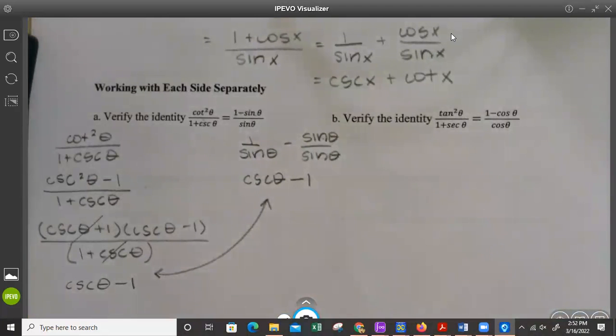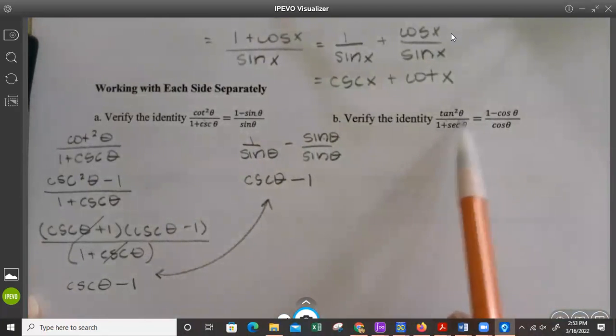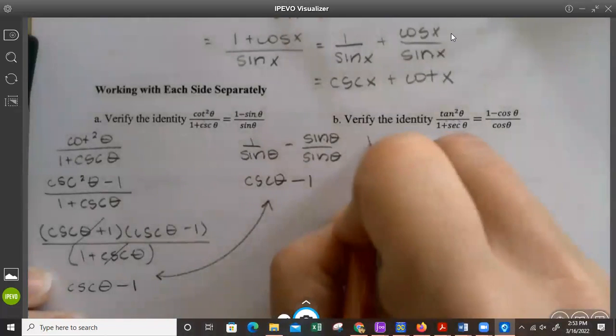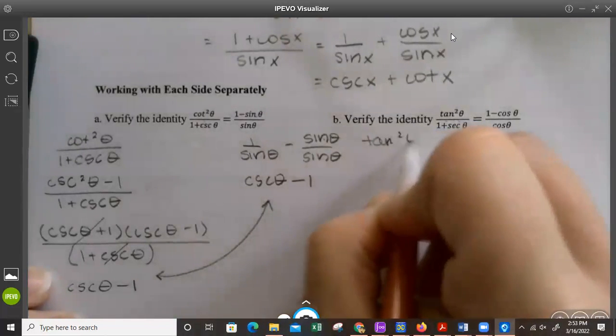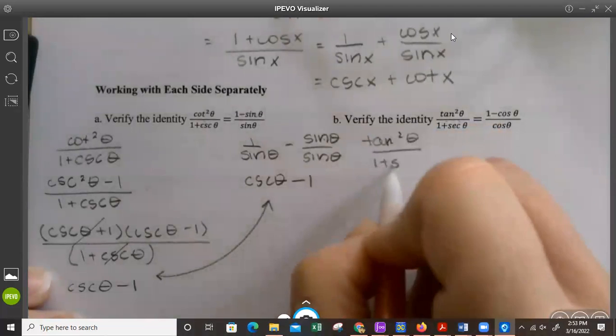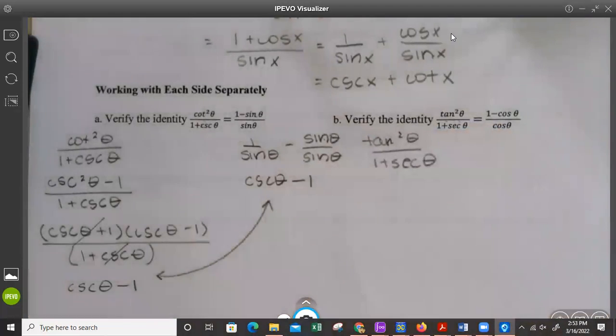It doesn't matter which side you start with. This side is the harder side. Okay, so we're going to do tan squared theta over 1 plus secant theta. Do the same thing we did on the last one. What was the first thing that we looked for? What's the first thing we fixed? The top. So tan squared theta can turn into what?